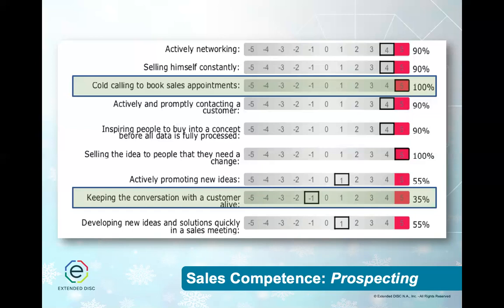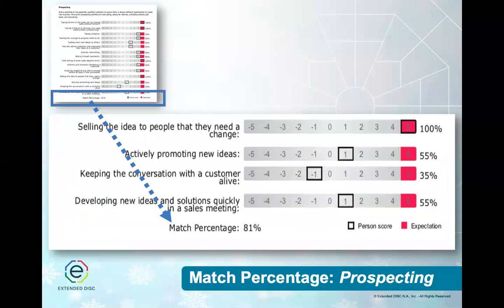Maybe this person is just kind of fast-paced, direct, and sometimes they're so focused on the end result that they're not able to read the situation, especially individuals who are very different from them in terms of their DISC behavioral style. And so, you can see here you have these match percentages for each of these competencies. But what's great is also you have an overall match percentage for the competency itself. And in this case, this is still the prospecting.